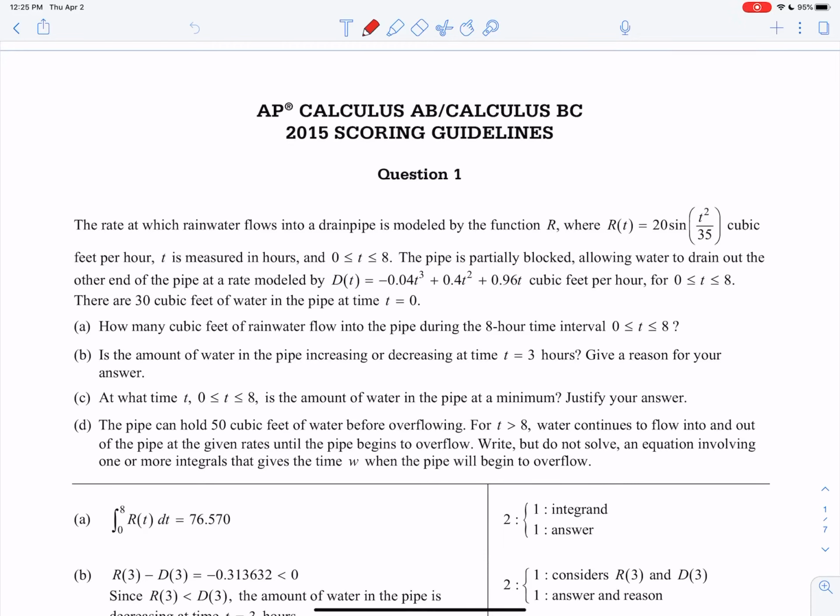It's 2015, question 1. This right here is an accumulation problem. We could tell right away because there's some type of rate in and rate out problem. So if you notice, we have rainwater, the rate at which rainwater is flowing into a drain pipe, and we also have the rate at which water is draining out of the end pipe. Okay, so something's going in and something's going out. And then they give you some initial condition. We'll talk about that later, but let's jump to part A.